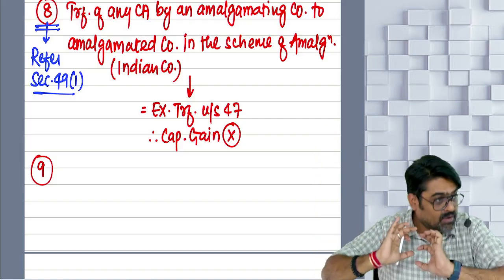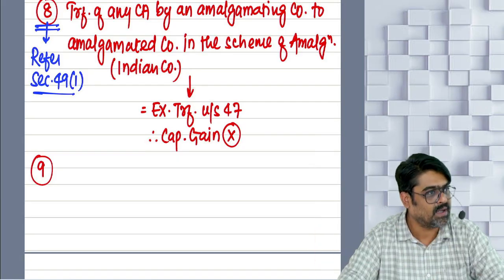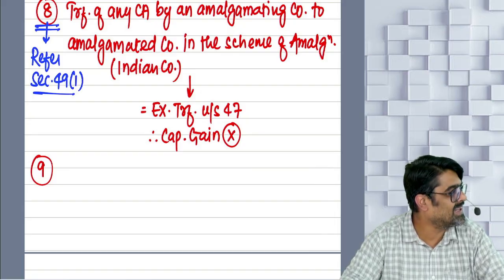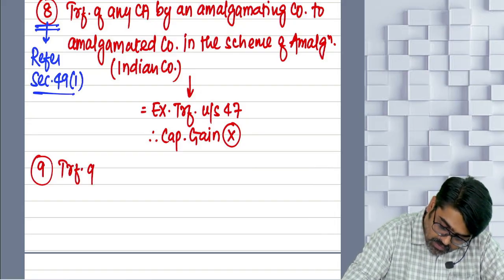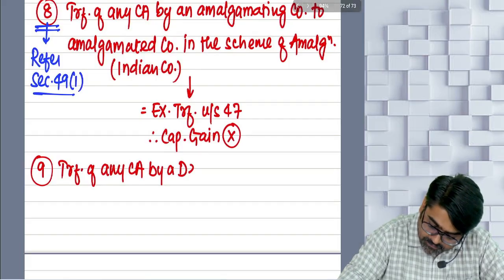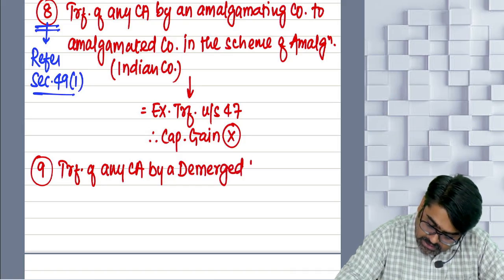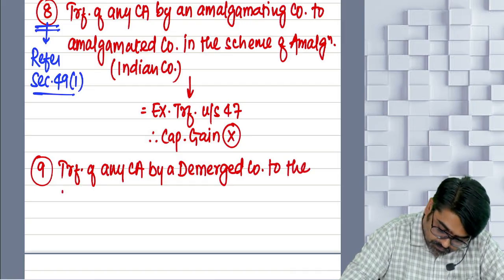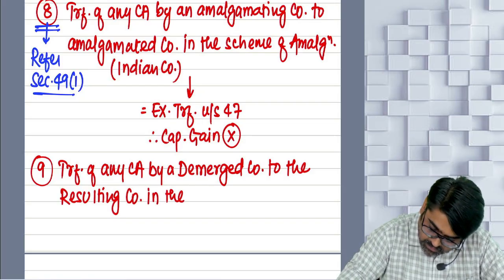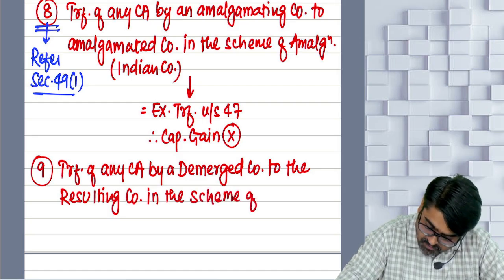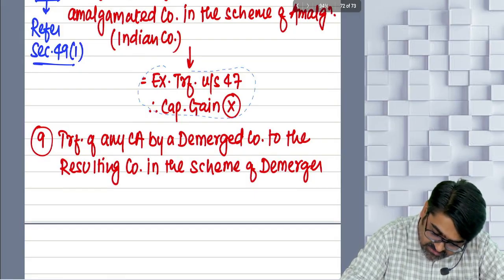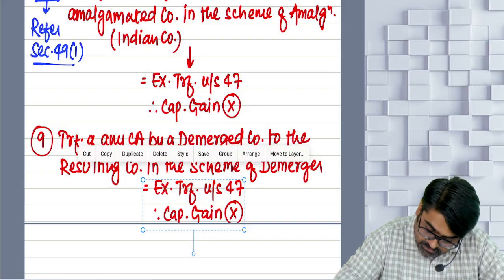And in that company, whatever business is transferred, along with the transfer of business, the capital asset will also be transferred. And this is a transfer happening in the scheme of demerger. And this transfer will also be an exempt transfer. Will you remember this? So what is being transferred, sir? Transfer of capital asset by a demerged company to the resulting company in the scheme of demerger. So in the scheme of this demerger, whatever transfer is taking place, will that transfer be a taxable transfer or an exempt transfer, sir?